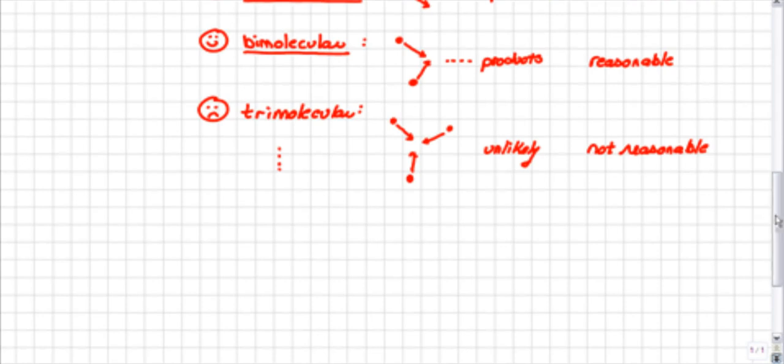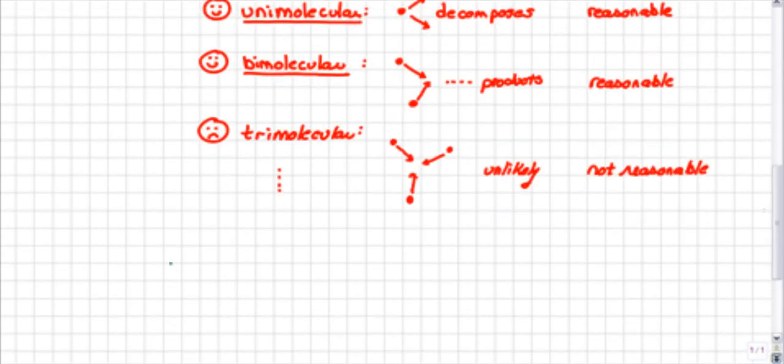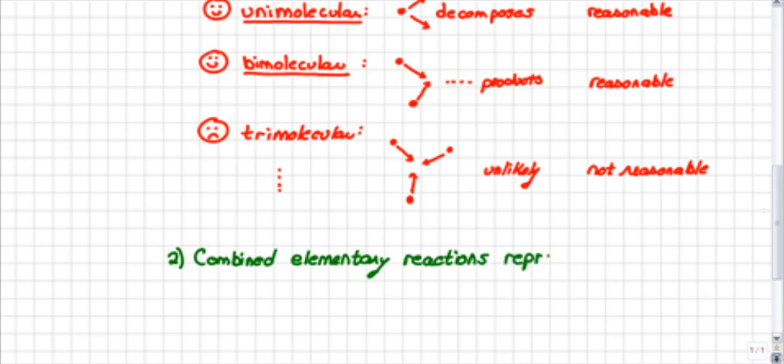Test number two asks us to combine the elementary reactions and to evaluate the end result. The combined elementary reactions must reproduce the experimental overall reaction.